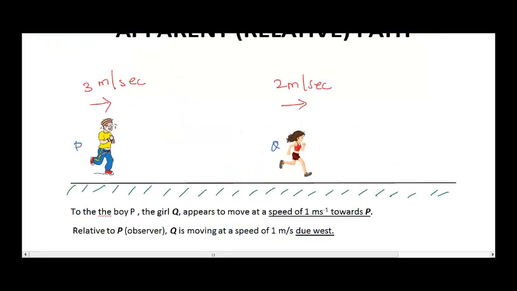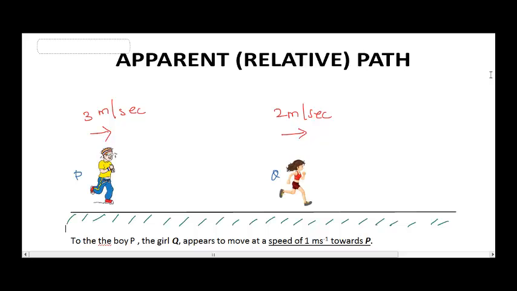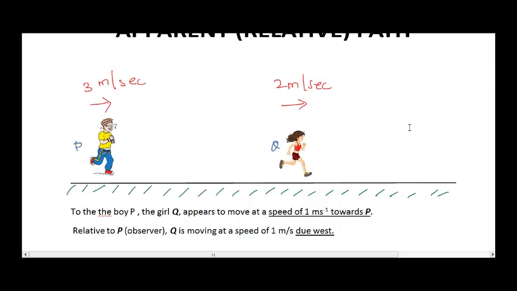In the last case we saw true velocity, meaning the velocity of a moving object with respect to the ground. Now in this case we see relative or apparent velocity and its path. In this case there would be two moving objects. Let's look at the diagram. There are two persons moving, P and Q. The boy P is moving from west to east and the girl is also moving from west to east. The boy is moving at a velocity of 3 meters per second and the girl at 2 meters per second.